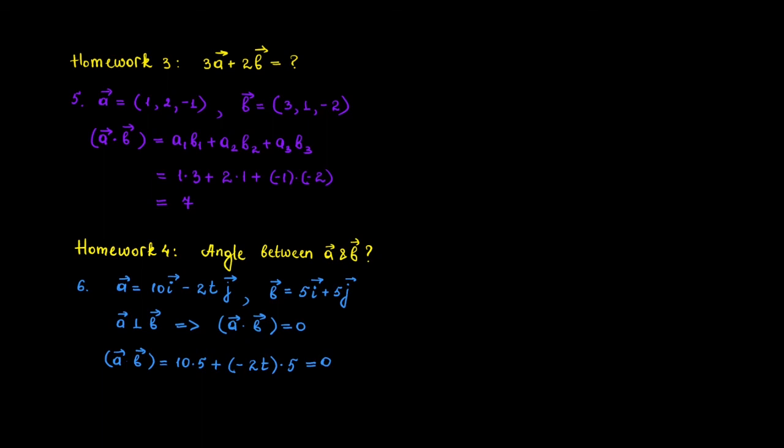So from this equation, we can find t, right? So 10t is equal to 50. And from this equation, t is equal to 5 seconds. So after 5 seconds, A vector and B vector will become perpendicular.